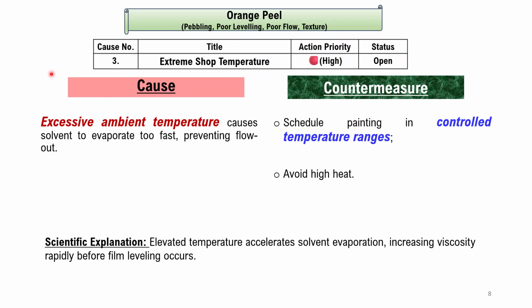Coming to the third probable cause, that is extreme shop temperature. That is, excessive ambient temperature causes solvent to evaporate too fast, preventing flow out. Elevated temperature accelerates solvent evaporation, increasing viscosity rapidly before film leveling occurs. The recommended countermeasures are to schedule painting in controlled temperature ranges and avoid high heat.